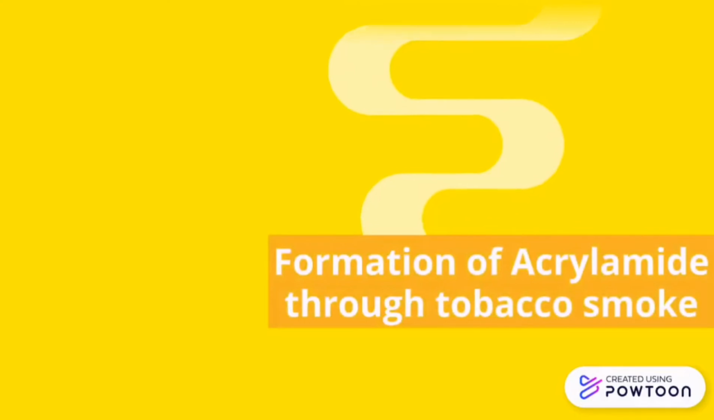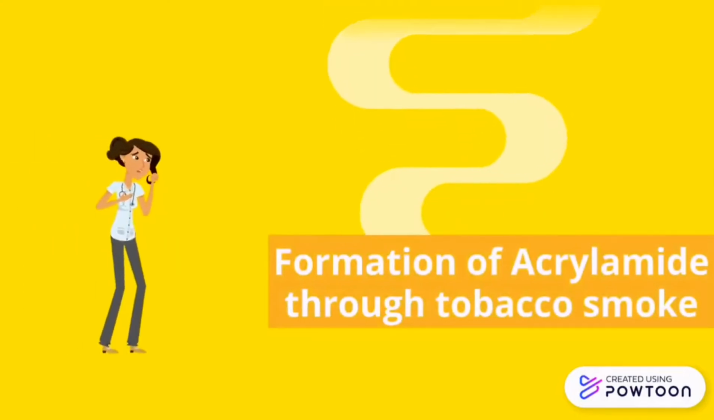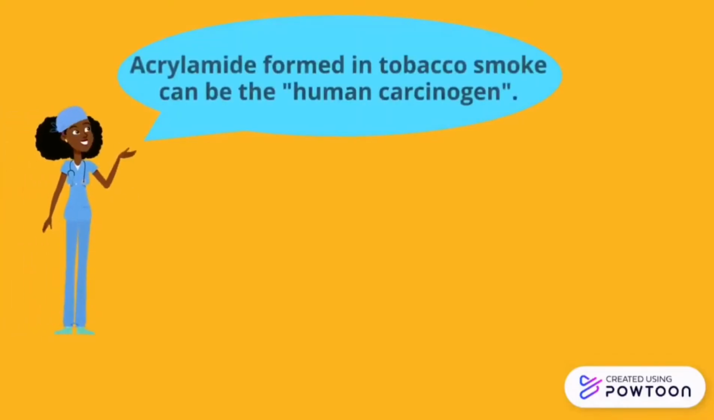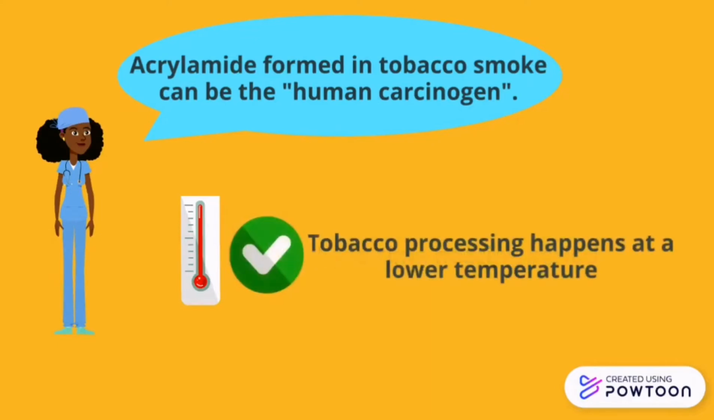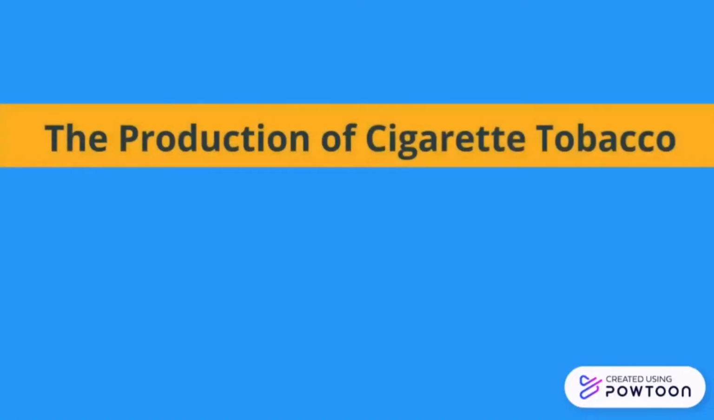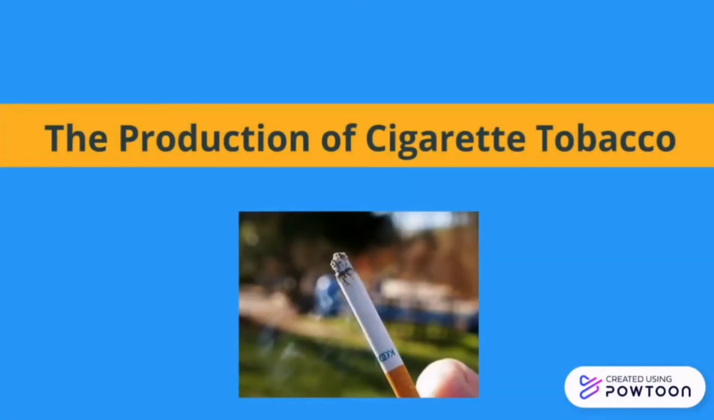Acrylamide can be formed through tobacco smoke too. Researchers conclude that acrylamide could be the human carcinogen monomer that is formed in heated starchy food as a result of Maillard, as mentioned earlier. Unlike the formation of acrylamide in food preparation that happens under a long time heating period, tobacco processing happens at lower temperature. The formation of acrylamide from tobacco smoke can be explained through the production of cigarette tobacco.